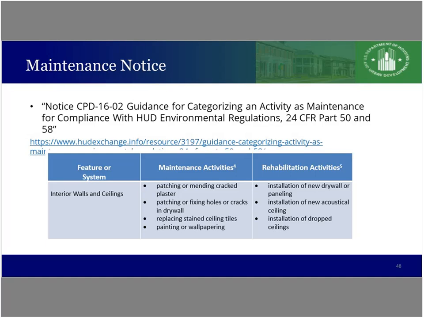So here you see an excerpt from that chart that distinguishes between activities related to interior walls and ceilings. So patching and mending plaster, replacing stained ceiling tiles, painting and wallpapering, those are all maintenance activities and would not require Section 106 review. If they were more intensive, if you were installing new drywall or paneling and putting in a new ceiling, installing a drop ceiling, those things exceed maintenance under this definition in the notice, and those activities would be considered rehabilitation and would be subject to Section 106.